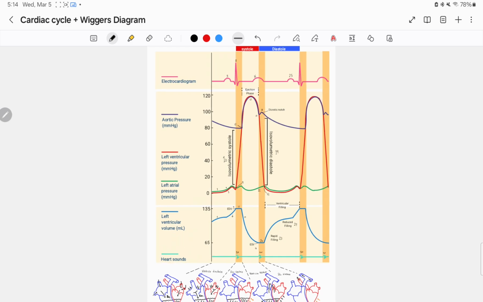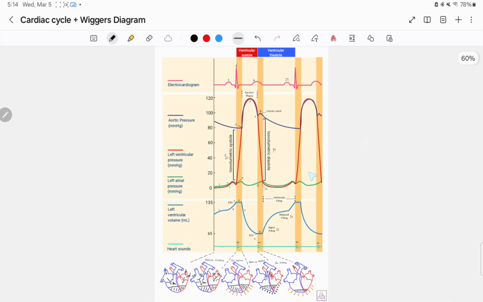So you can see how this is a very integrative diagram that involves everything that occurs in the cardiac cycle. So if you haven't watched the cardiac cycle video, you have to go and watch that, okay? Go and watch that video and then come back.